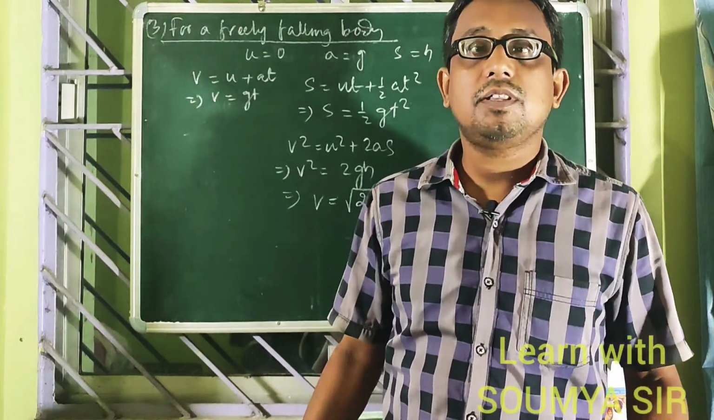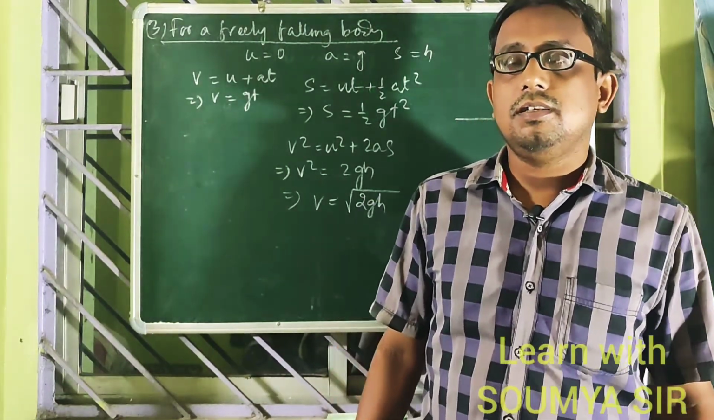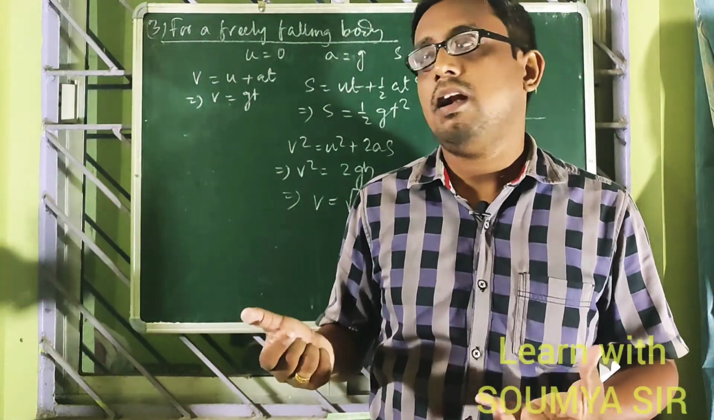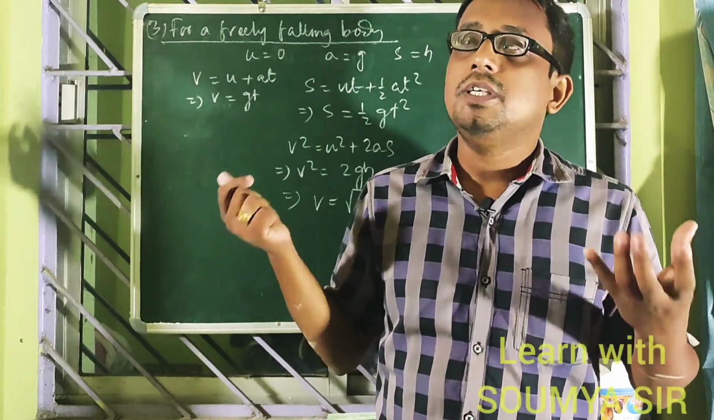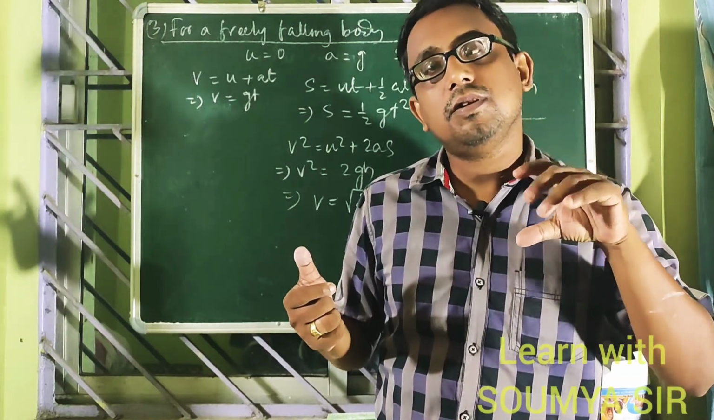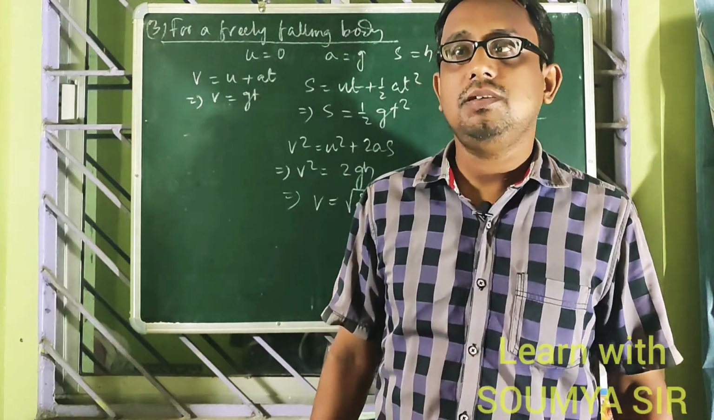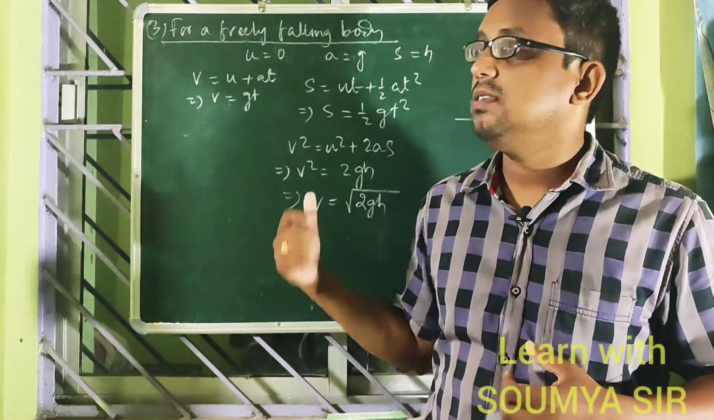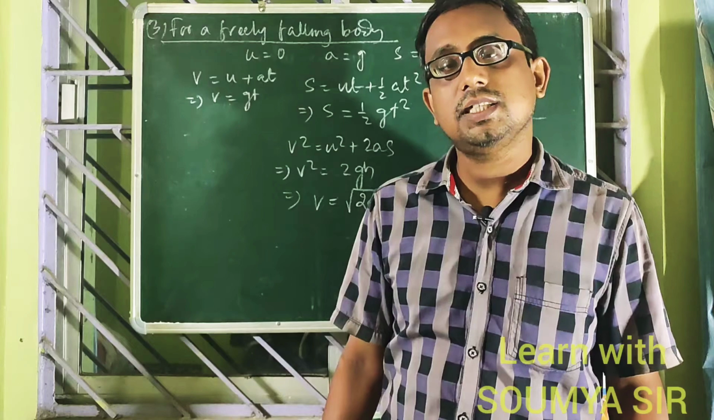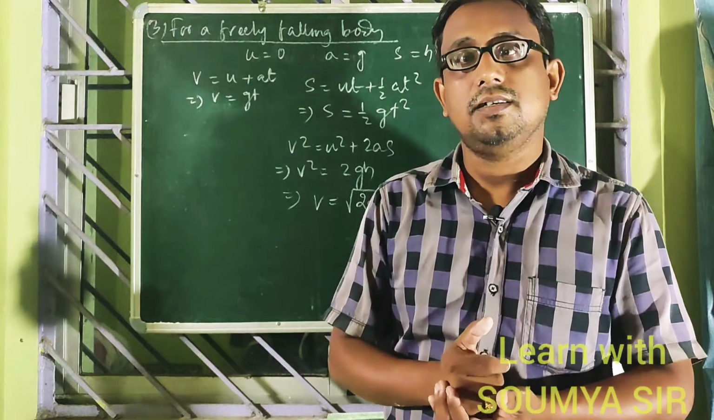Because suppose we drop the body from any height, and there is air friction. Say we drop 1 kg of iron and 1 kg of cotton. Obviously there is air friction, so iron will come down faster than cotton. So if both the bodies are dropped simultaneously in vacuum, both will attain the same velocity, which will be equal to root over of 2gh, and both will reach the ground at the same time. Is it clear to you?